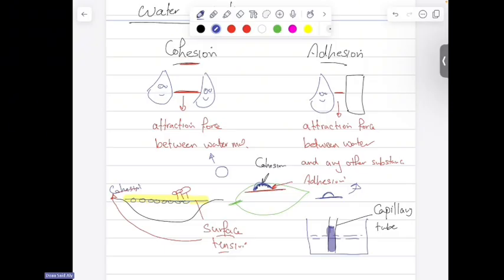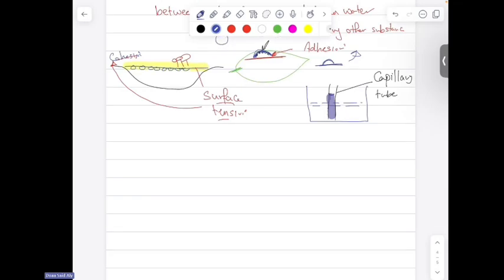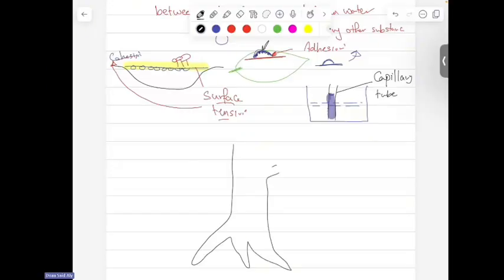The water rises in this tube because of the adhesion: the water molecules stick to the wall of this capillary tube, causing the water to rise. Is it important for living organisms? Of course, it's very important, especially for the plants. Okay, let's draw our plant together. Our plant has here roots, stem, and this is the leaf. Okay, what's inside the plant?